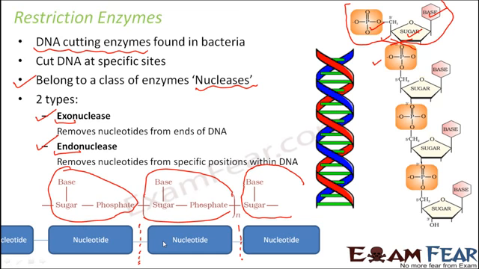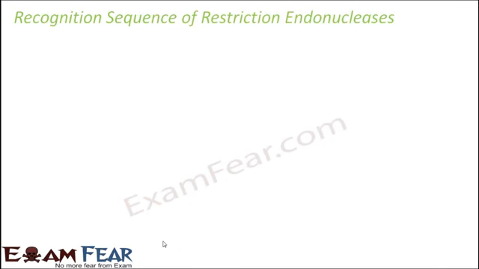Now restriction enzymes can also be exonuclease or endonuclease. Both types of restriction enzymes can exist. Now the question is, the restriction enzymes which we are going to talk about here are going to be mostly restriction endonucleases. That is, those enzymes which cut the DNA at specific locations within the molecule. It is not necessary that it will cut it from outside always.